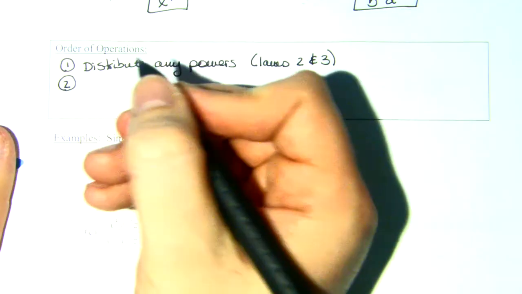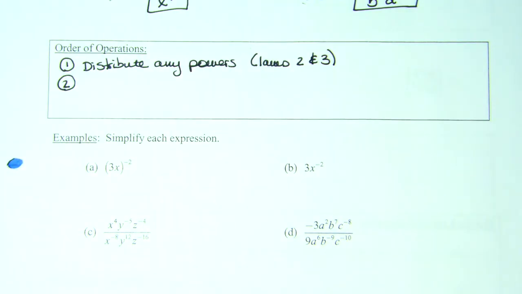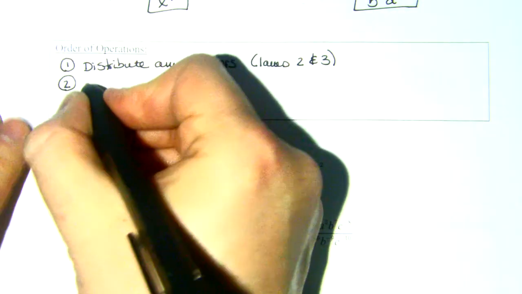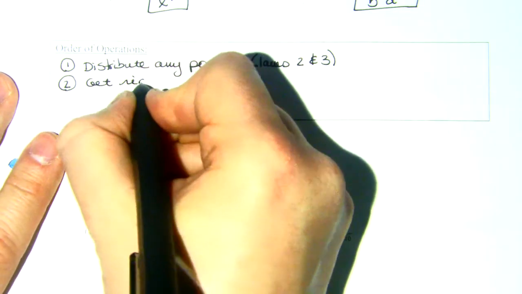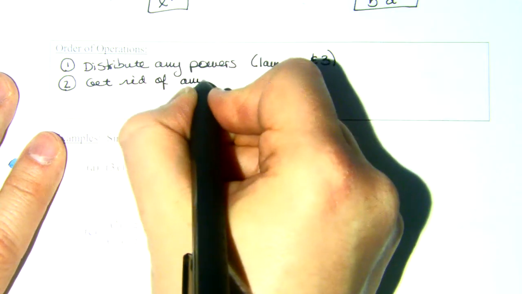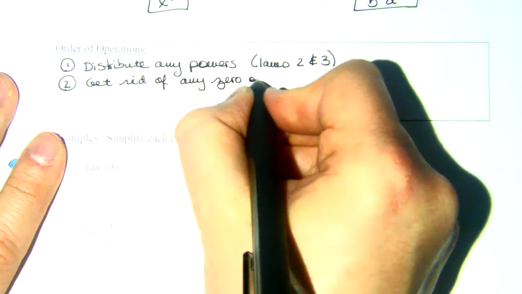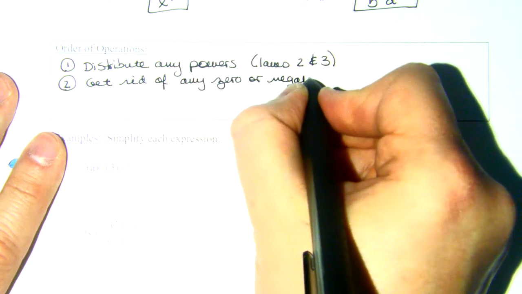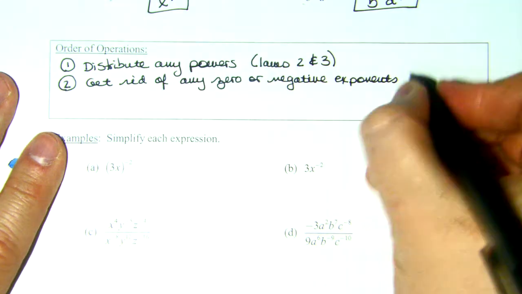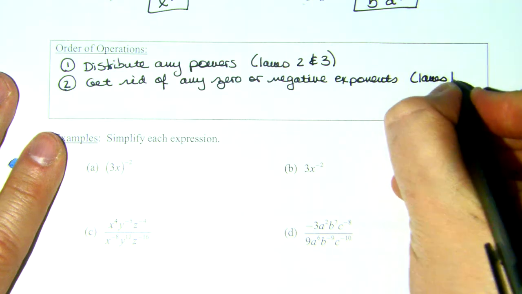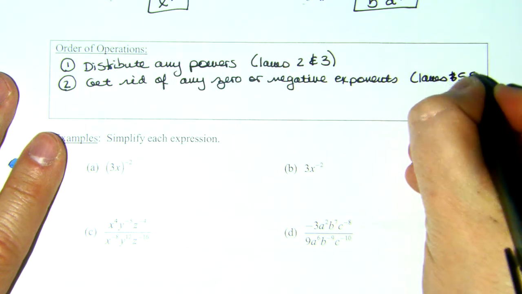The second thing I'm going to do, I do not want to deal with negative exponents or zero exponents. I found that when students leave negative exponents and then try to do other operations, they tend to make sign mistakes, and it's going to be easiest if we can get rid of them. So step number 2, get rid of any zero or negative exponents, which means use laws 5 and 6.